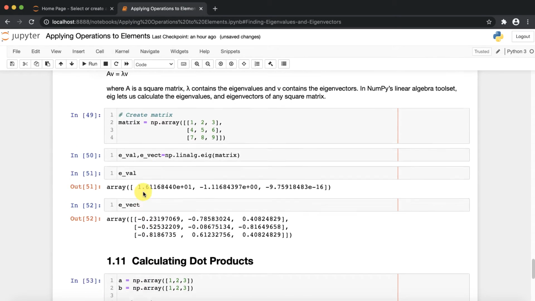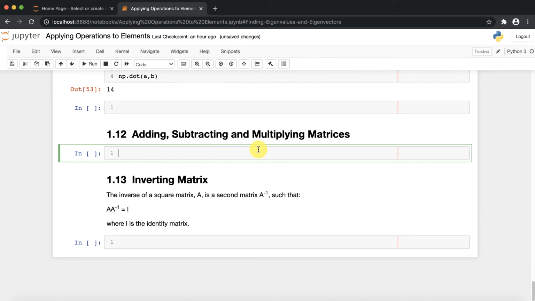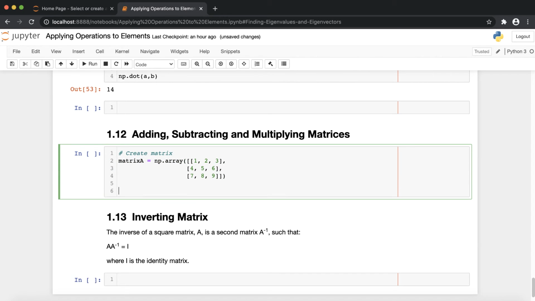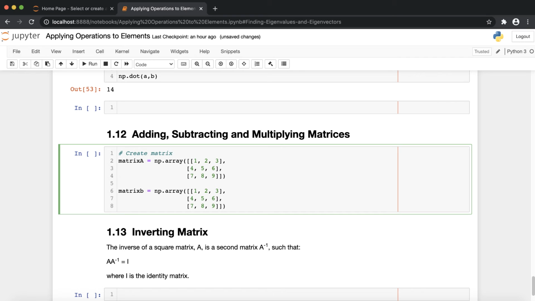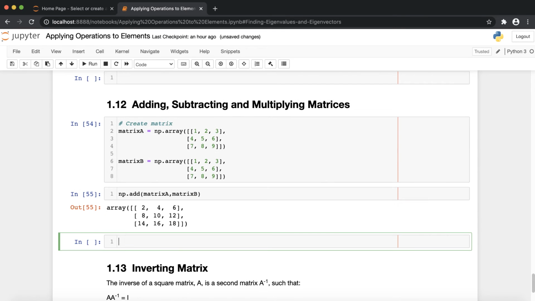Now if I want to calculate the addition, subtraction and multiplication of two matrices, I first of all need to define two matrices, matrix A and matrix B. If I want to add these two matrices, then the np.add function is there, with matrix A comma matrix B, and if you see, it provides the addition of the two matrices.